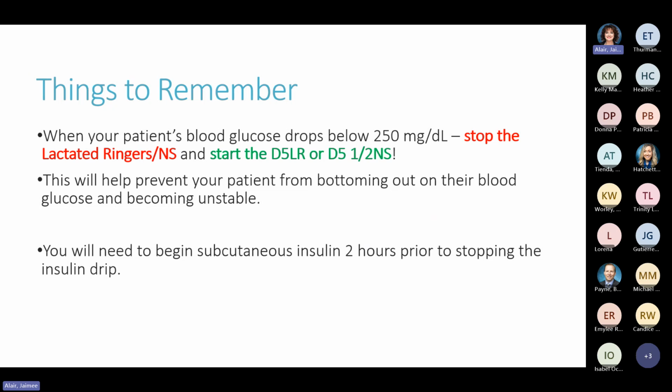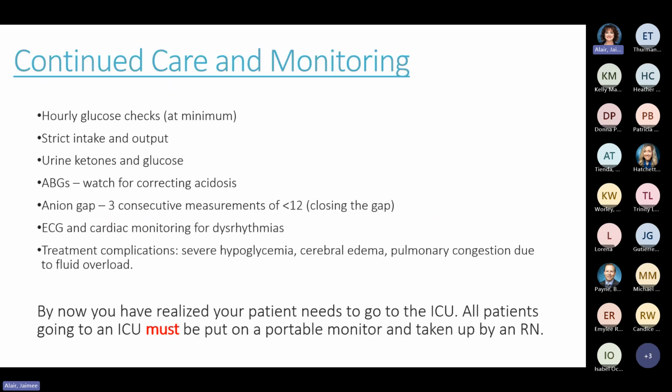In adult patients, they begin sub-Q insulin 2 hours prior to stopping the insulin drip to help the patient's body adjust. The continued care and monitoring for all patients, in this situation adult patients, is hourly glucose checks, strict intake and output, monitoring urine ketones, monitoring our ABGs, and looking for our anion gap, if we have 3 measurements of less than 12, and then ECG and cardiac monitoring to monitor for dysrhythmias.